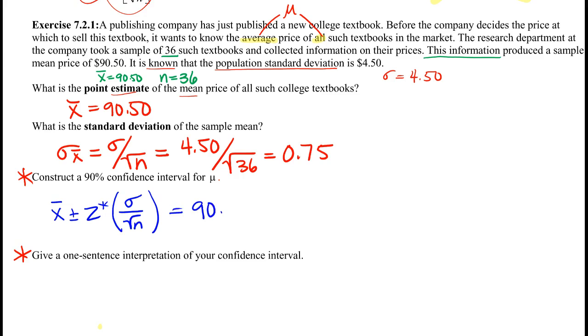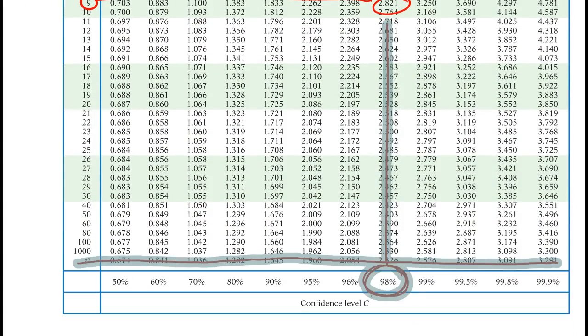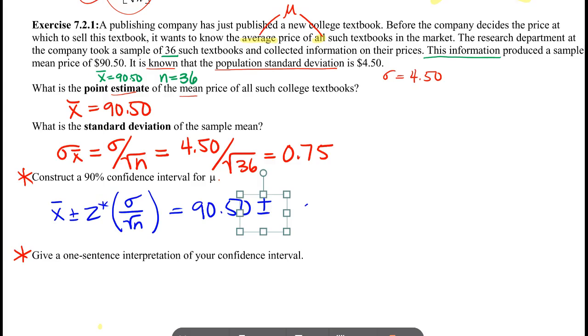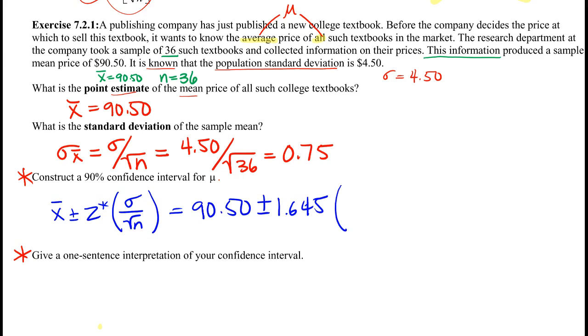So our 90.50 plus or minus some margin of error. Our 90% Z star we're still going to get from our good friend the t-table. 90% Z star is this bottom row. 1.645 is what we're looking at. And we can either just throw in the 0.75, or let's pretend we wouldn't actually have this on the test because that previous step wouldn't have existed. So it would look something like that.